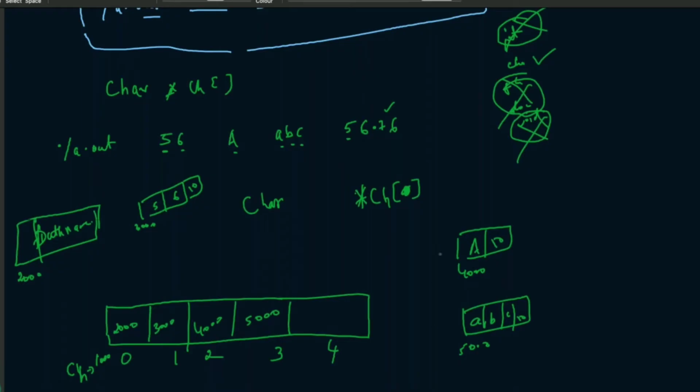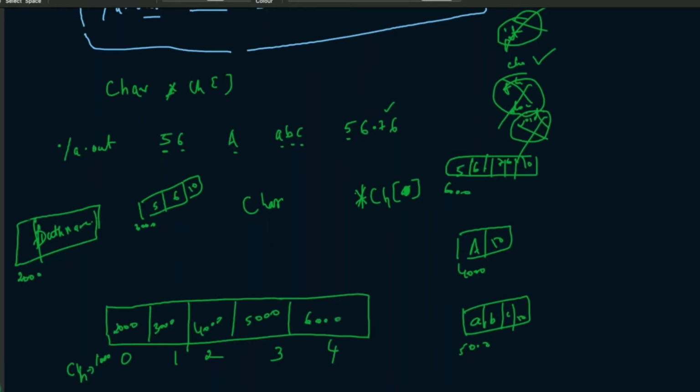Let's say the last one is somewhere in the memory location, 56.76 and \0, right? So let's take it like this. This is also an array, and let's say the address is 6000. The 6000 is stored over here.